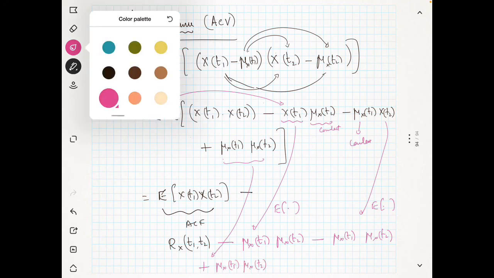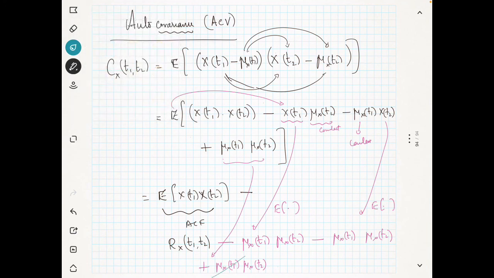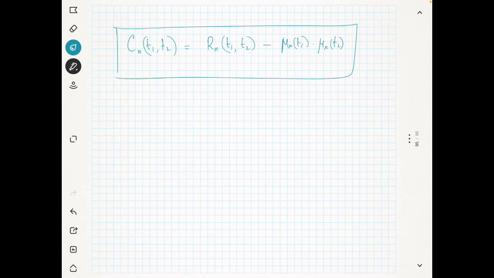Now you see here we have many terms. Out of that, this is a positive term and this is a negative term, and both will cancel. So what is the final answer? The final answer will contain only this one and this one. So the autocovariance Cx of t1 and t2 can be represented as Rx of t1, t2 minus mu x of t1 multiplied with mu x of t2. So that's it. This is how to find the autocovariance.